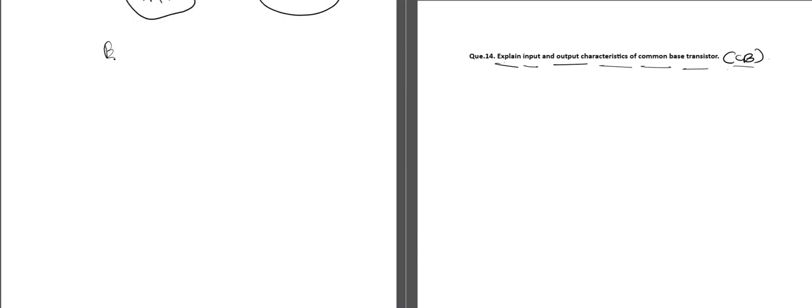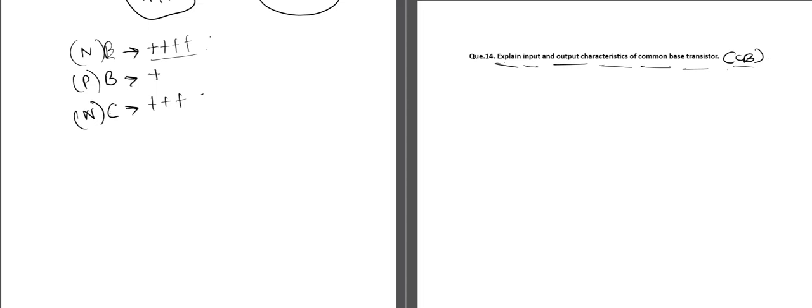The emitter terminal is highly doped, and I am denoting it by the plus symbol. The base terminal is very lightly doped, and the collector terminal is moderately doped. So the emitter terminal is N-type, the base terminal is P-type, and the collector terminal is N-type. The emitter terminal consists of a large number of electrons.